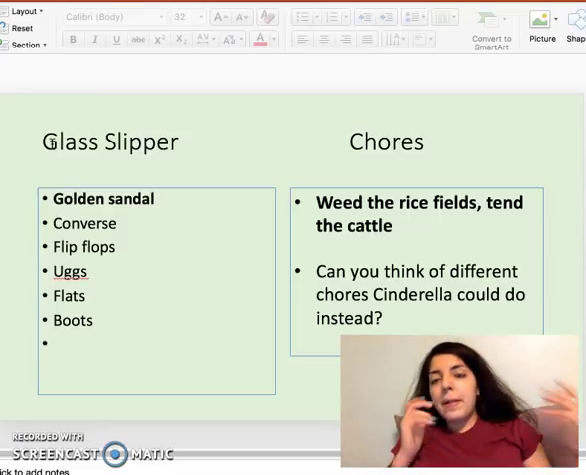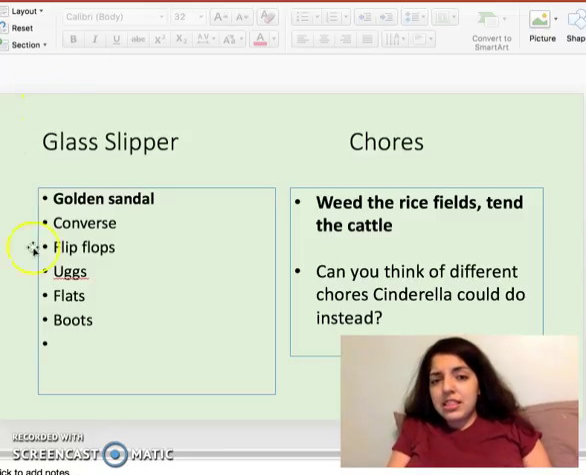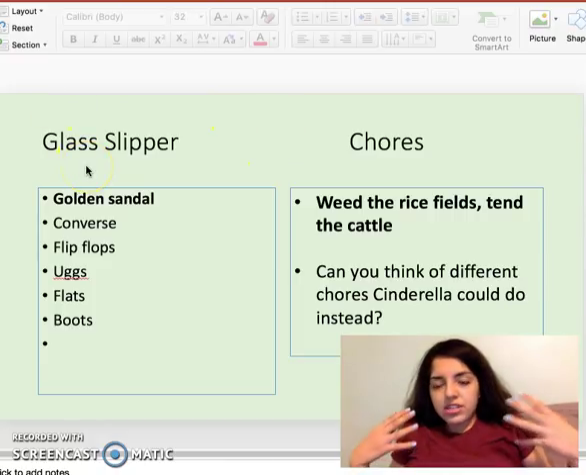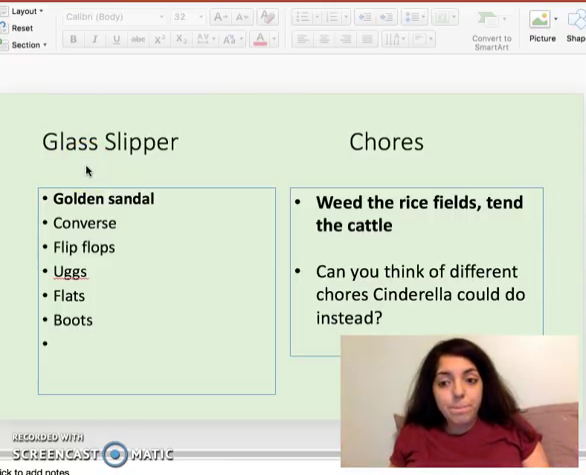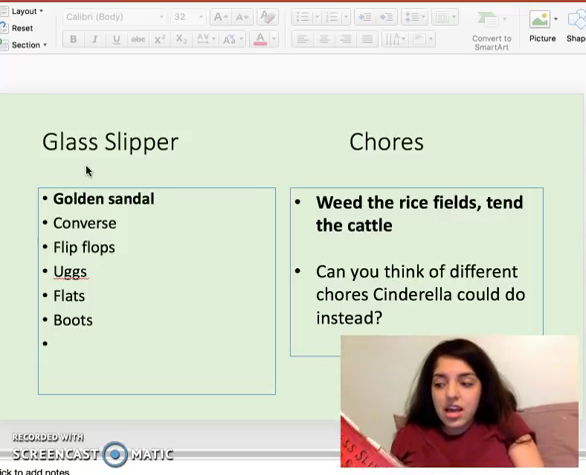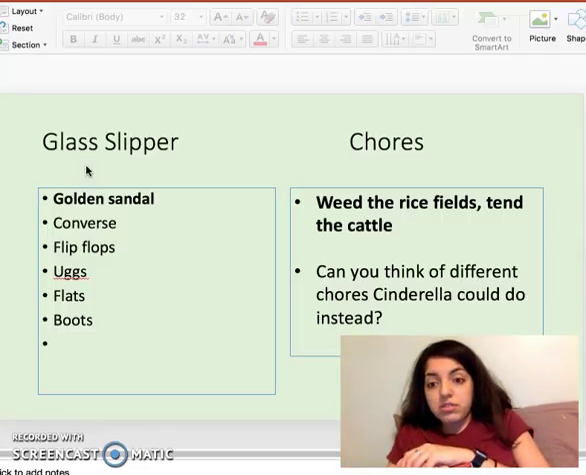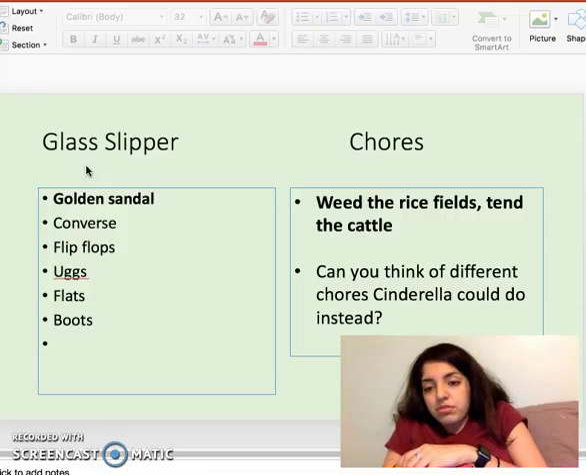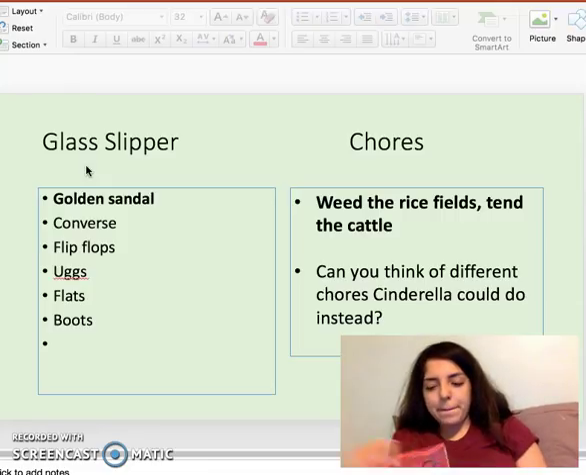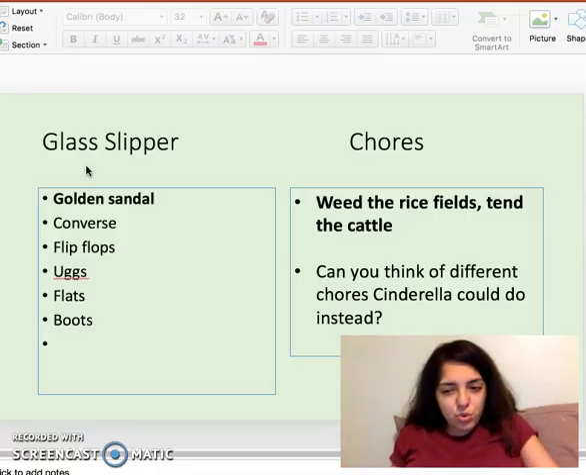So in this whole column here, I took the glass slipper, which is one essential piece of the story of Cinderella, and I just said, hey, I have a different idea. I don't want to use glass slippers. I want to use Uggs. I want to use boots.